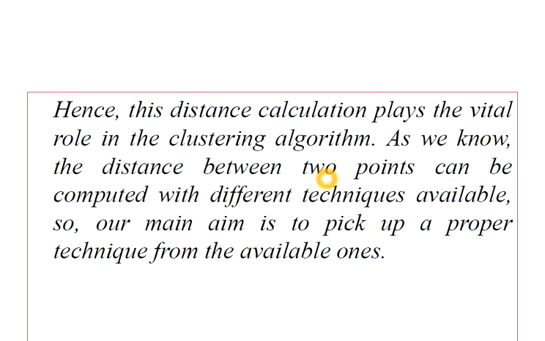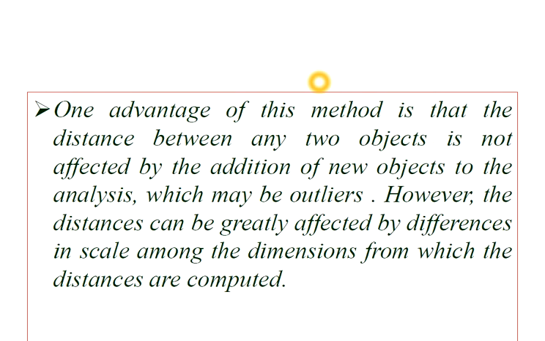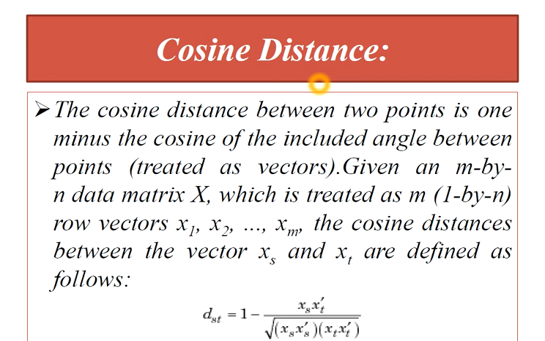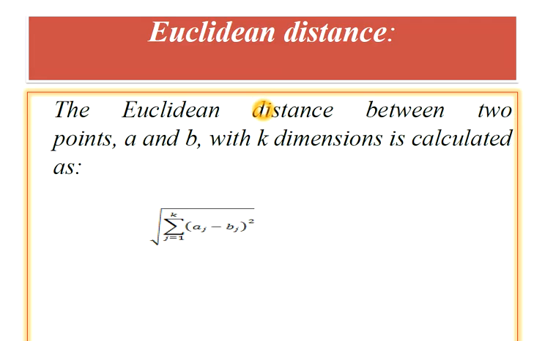And I'm going to just give an overview of the different distance metrics. I have already discussed them, and they are city block distance, Euclidean distance, cosine distance, and correlation distance. So I'm not going to discuss each of them now, as I have already discussed them. If you ask me to discuss each of them, then obviously I will go through it once again. But as you know, Euclidean distance is the default one, so I am explaining it again.